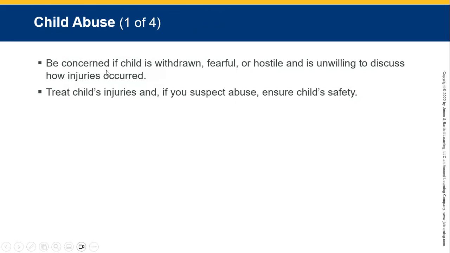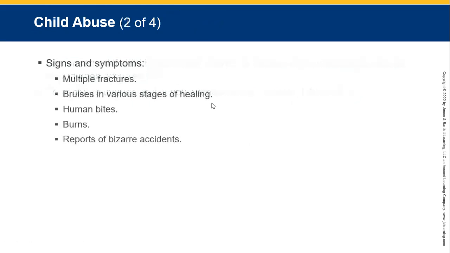Okay. Be concerned if the child is withdrawn, fearful, hostile, or unwilling to discuss how the injuries were caused. Always treat child injuries, and if you suspect abuse, ensure the child's safety. Always remember to treat the child first, give it your best, and after you've treated the child and made sure that there is no danger to them, then you can consider contacting the police, child services, things like that.